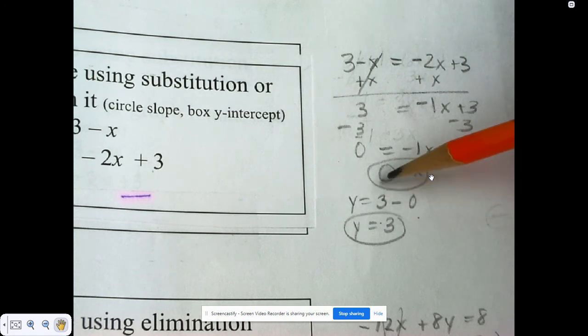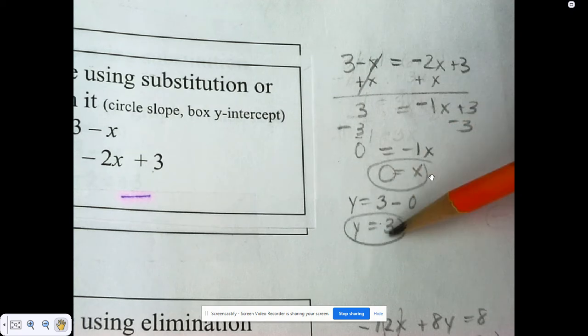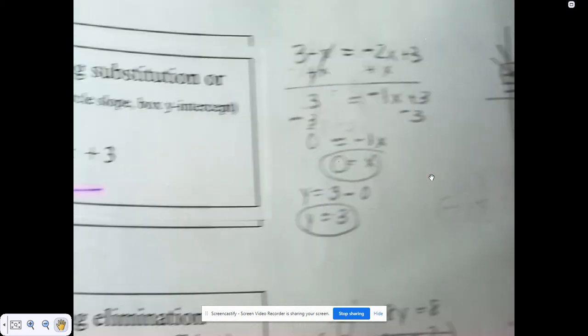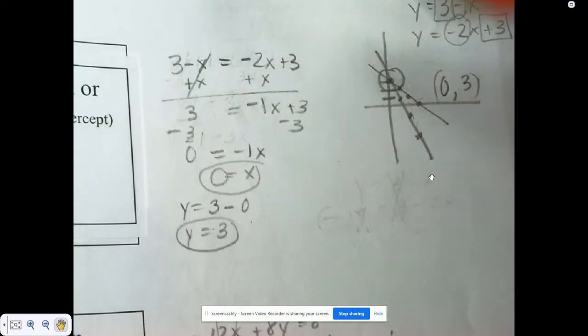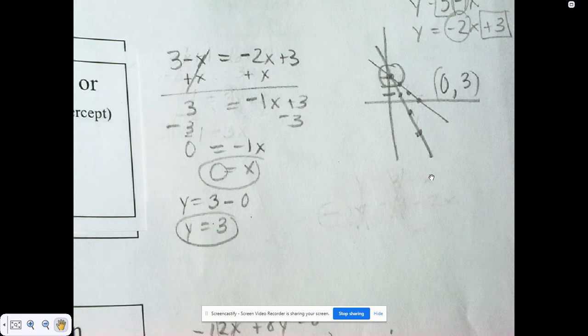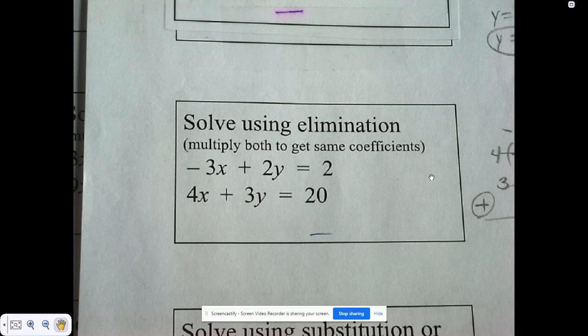And then I go ahead and plug that back in. So I go 3 minus 0 is 3. So my x is 0, my y is 3. So my solution point, again, is (0, 3). So I can solve this by doing different methods. I'm still going to end up with the same answer, (0, 3). So I'm going to go ahead and have you try this problem out on your own.